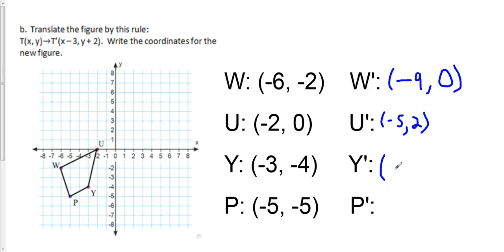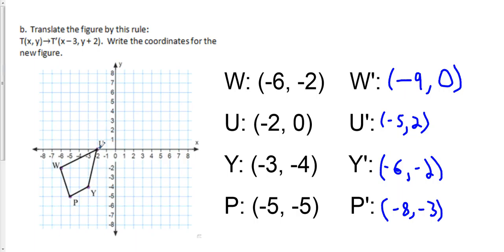Subtract 3 from negative 3, we get negative 6. Add 2 to negative 4, we get negative 2. Subtract 3 from negative 5, we get negative 8. Add 2 to negative 5, we would get negative 3. So now we have found all of our points. So essentially what they're saying here is we're moving left 3 and up 2. Let's see if all of those did that.